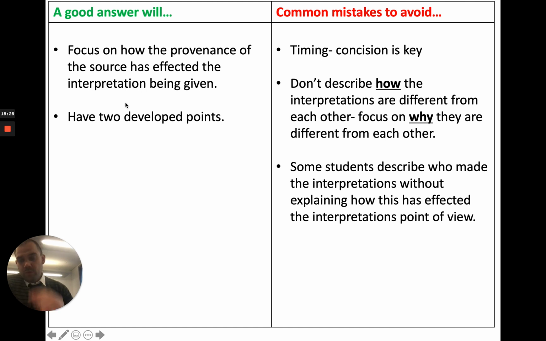So remember, you're focusing on the provenance of the interpretation in this question. So you're focusing on those bits in italics describing who the authors are, and you're trying to use that to explain why they have different interpretations. You're having 2 developed points, ideally 4 sentences, maximum 5 or 6. Make sure to time it so you're not spending more than 5 or 6 minutes on it. Don't describe how the interpretations are different. Focus on why they're different from each other. And finally, make sure not just to describe who the authors are, but actually explain, okay, so given that this is who they are, why does it mean that they have this interpretation? And why does it mean it's different to the other person's?